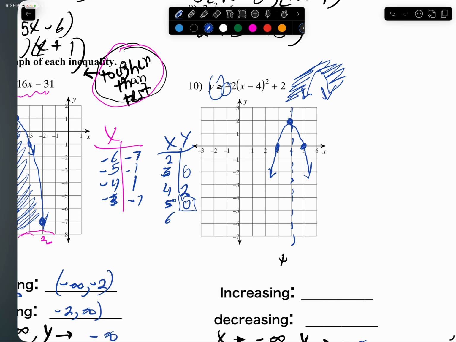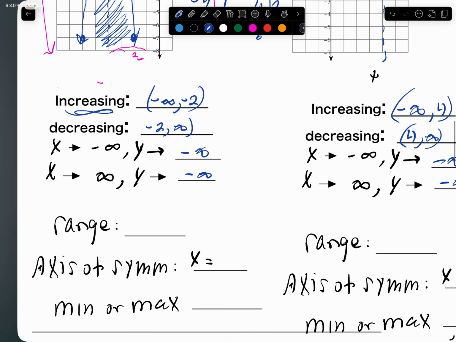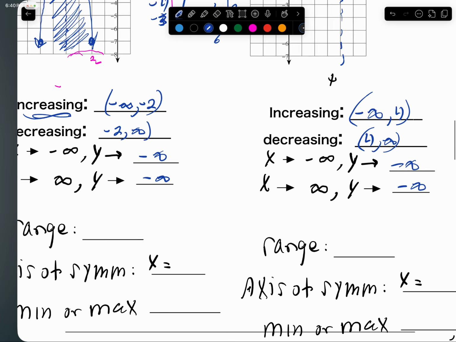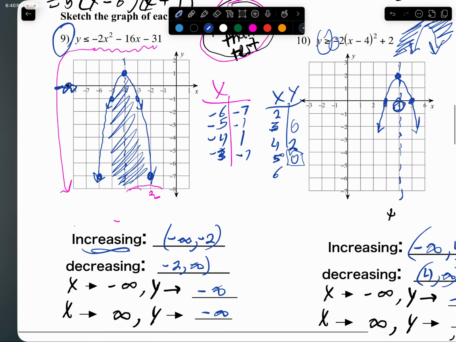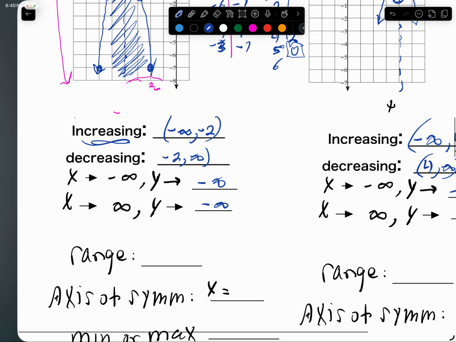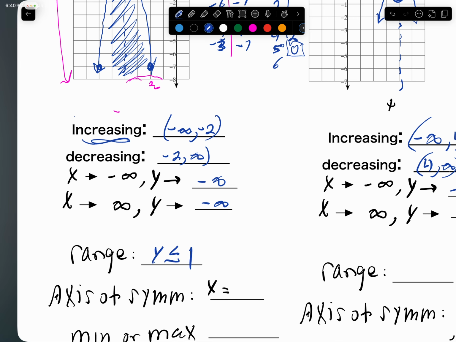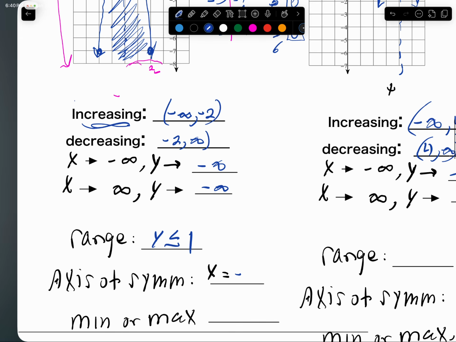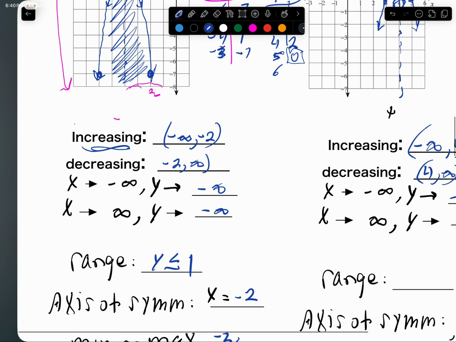This one's increasing from negative infinity all the way up till it reaches its max, which is x. Be careful, x equals 4. And from 4 to infinity, the thing is going down. So, what's the range of these things? This one has a range of y less than 1. This one has an axis of symmetry of x equals negative 2. And negative 2, that's the h, k. Yeah, you could do the rest of this.